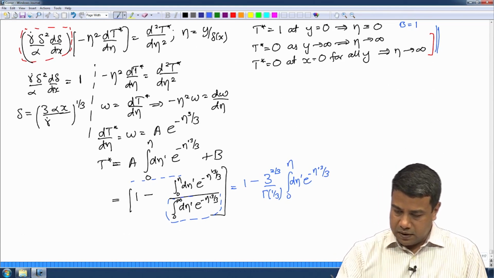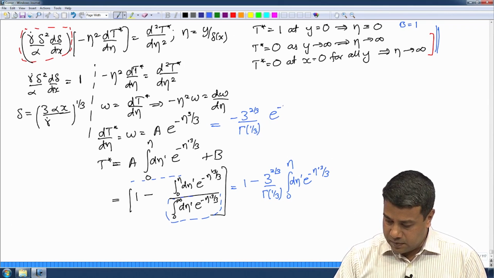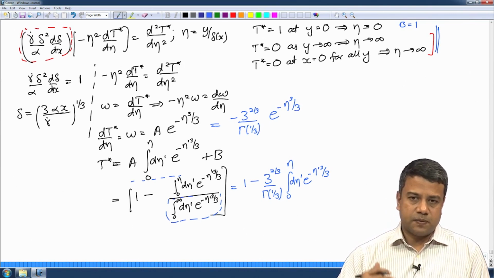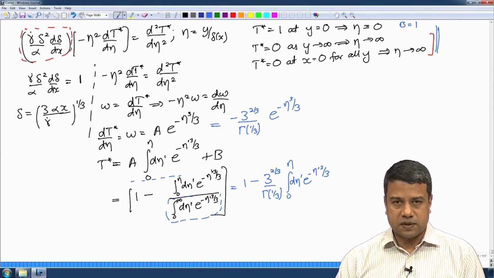Okay. And what that means is that the temperature gradient is equal to minus 3 to the 2/3 by gamma of 1/3, the constant, e power minus eta cubed by 3. Okay. So, that fixes the two constants. The condition that temperature is 1 at 0 and 0 at infinity fixes the two constants.